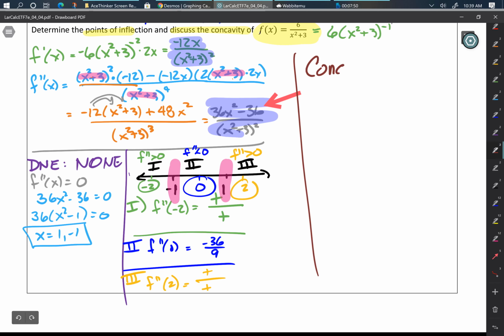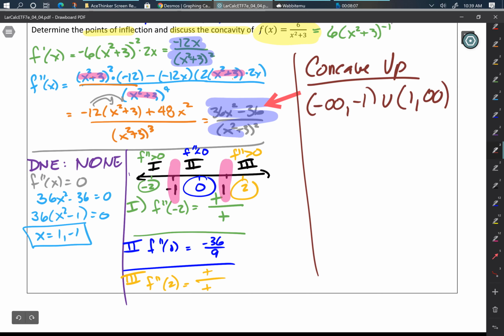So where are we concave upwards? We're concave upwards when the second derivative is positive, so that's interval number 1. So -infinity to -1. We're also concave upward on interval number 3, so union with 1 to infinity. Where are we concave down? That's where the second derivative is negative, so that's interval number 2. So that's -1 to 1.